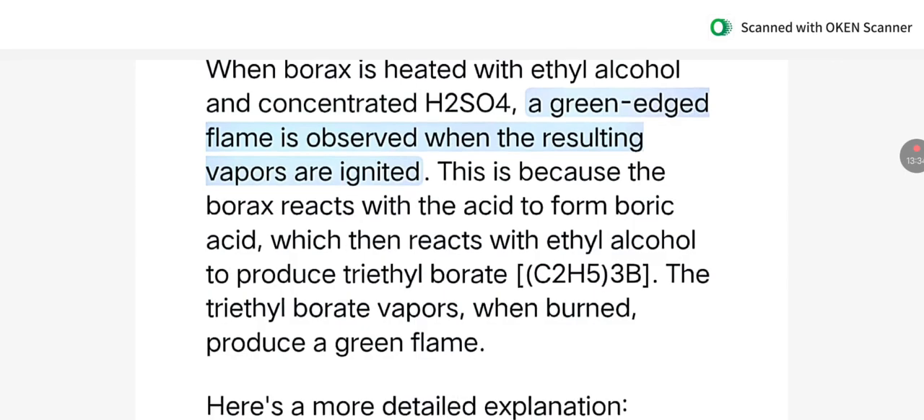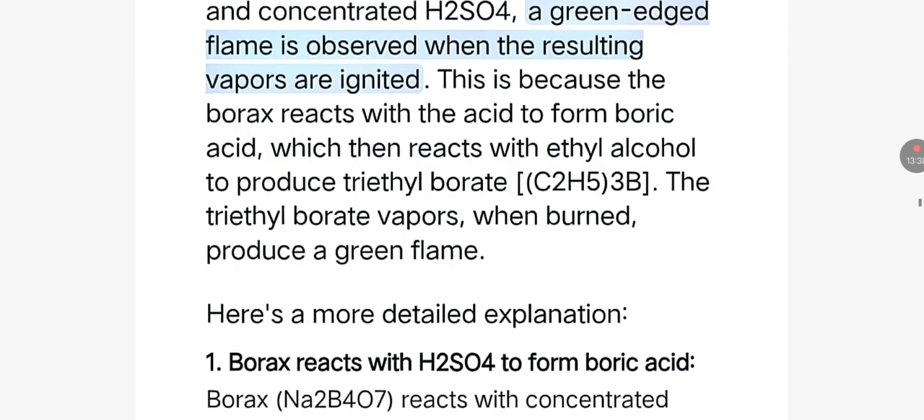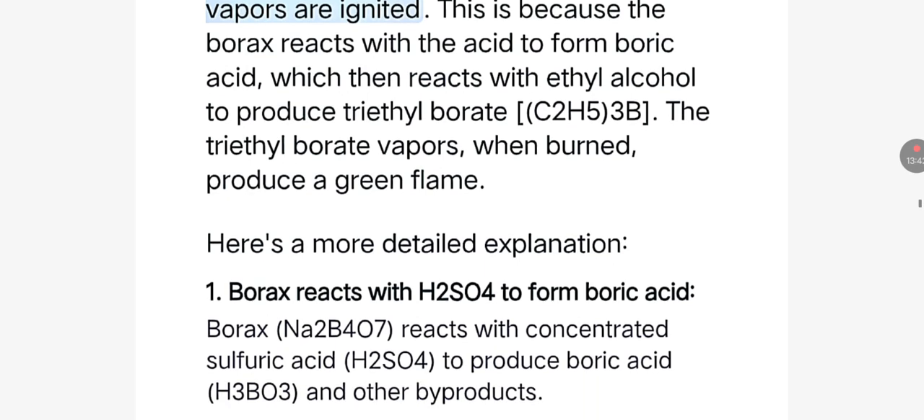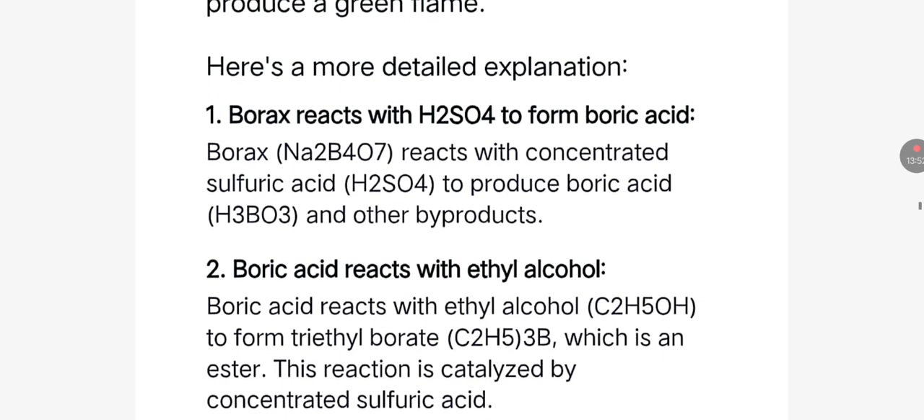A green edged flame is observed when the resulting vapors are ignited. This is because borax reacts with acid to form boric acid, which then reacts with ethyl alcohol to produce triethyl borate. The triethyl borate vapors, when burned, produce a green flame.